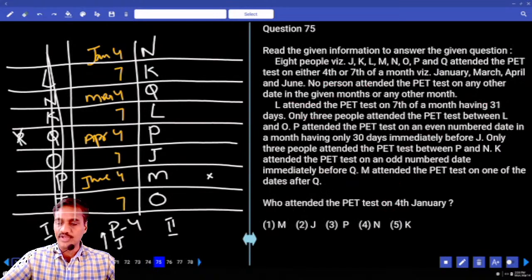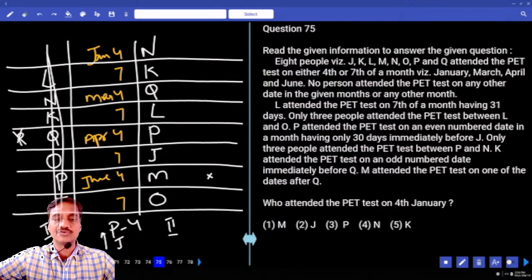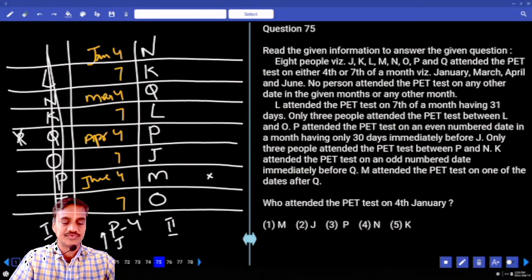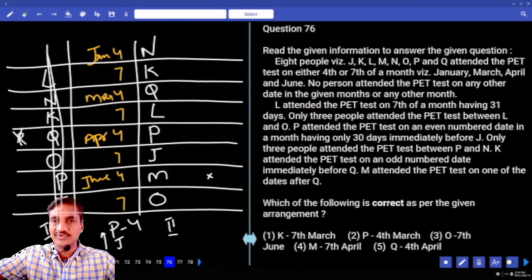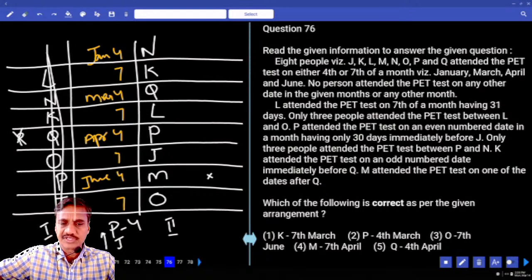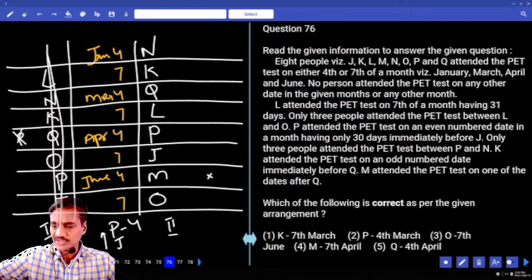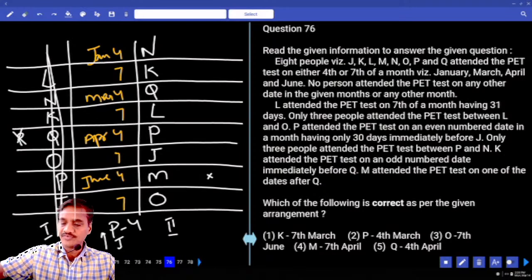Then coming to 75, who attends the PET test on 4th of January? 4th of January, it is N, choice 4, question number 75. And 76, which of the following is correct as per the given arrangement? K, 7th of March, that is false. P, 4th of March, that is again false. O, 7th of June, that is false. And next one, M, 7th of April, that is false. And Q, 4th of April. Q, 4th of April, isn't it? Yes, tell me what is your answer? O, 7th of June is definitely true, choice 3.